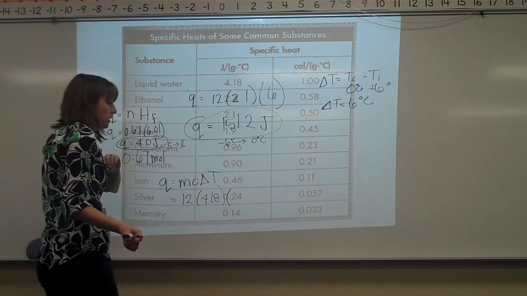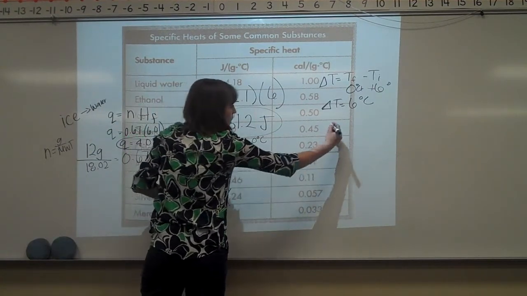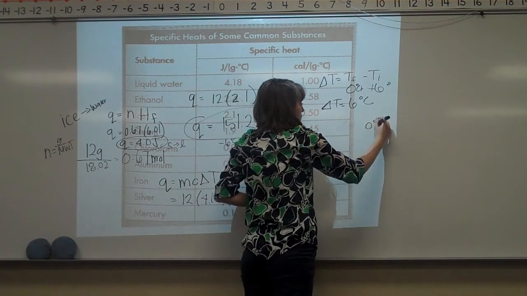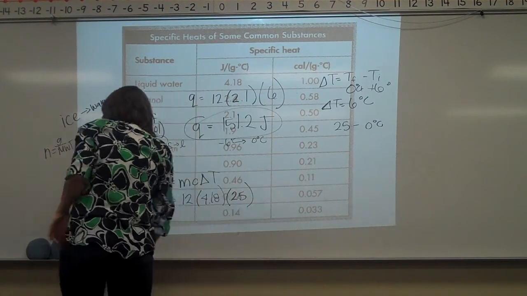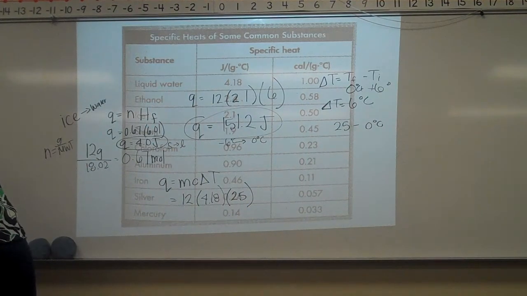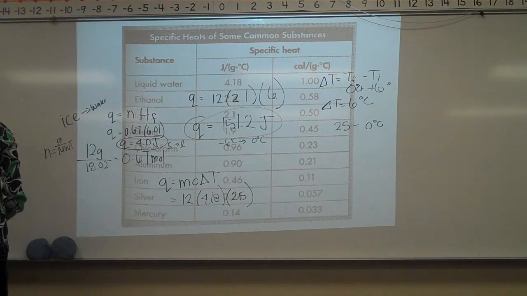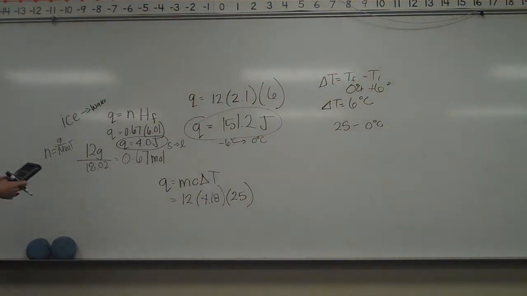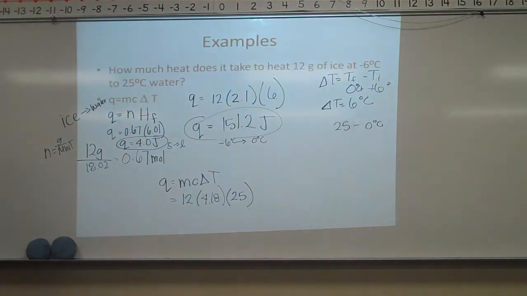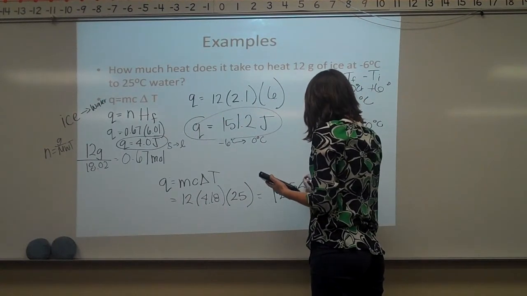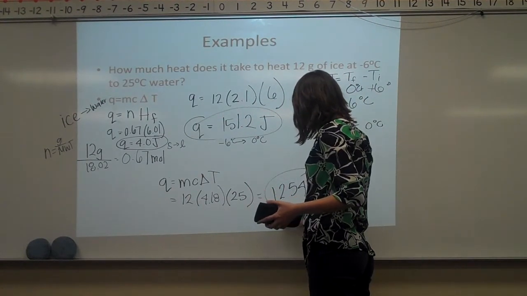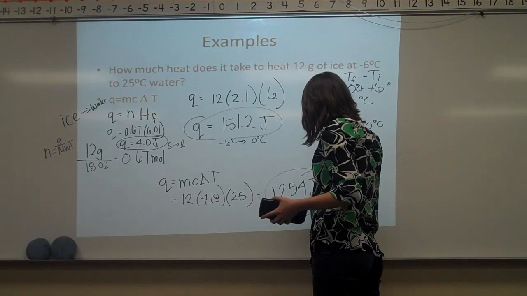And we're going to times it by the delta T. Our initial was 0 degrees Celsius and our final is 25, so 25 minus 0. Our delta T will be 25. Let's go back to the slide so it's a little easier to read. Now all I have to do is plug this into our calculator. 12 times 4.18 times 25 will give us 1,254 joules. And this is how we got from 0 degrees Celsius to 25 degrees Celsius.